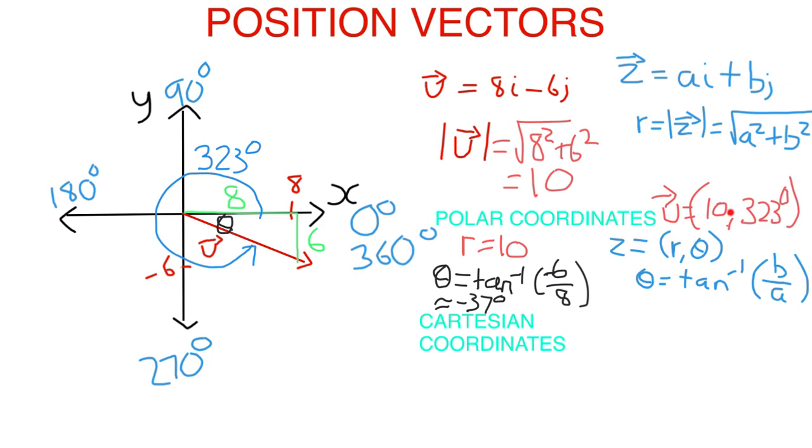Now, if you start with polar coordinates and you want to go to Cartesian coordinates, that's really easy. In Cartesian coordinates, the x value is r cos theta, and the y value is r sine theta. So if you put in 10 cos 323, you should get 8, and then 10 sine 323 gives you -6, and we're back into Cartesian coordinates.